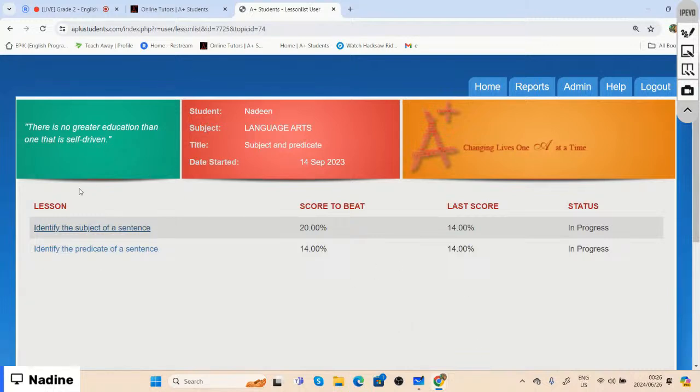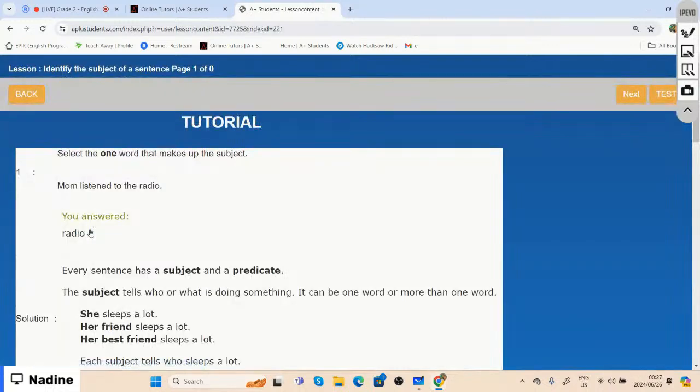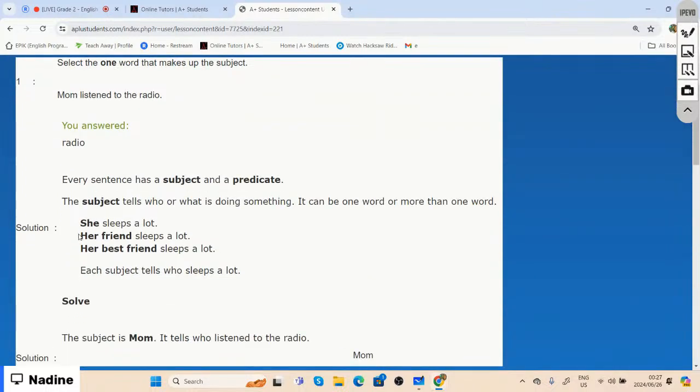All right, so now we're going to identify the subject of a sentence, right? And remember, we say that the subject in a sentence tells us who is doing something or what is doing something. Our subject can be one word or more than one word. We made examples: she sleeps a lot, she is our subject. Her friend sleeps a lot, her friend is our subject. Her best friend sleeps a lot, so her best friend is our subject.